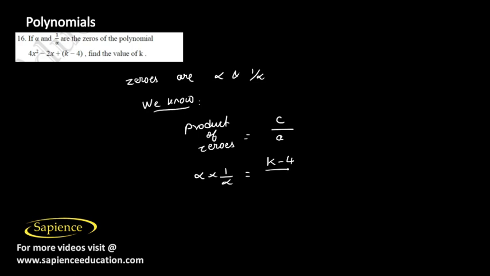minus 4, coefficient of x square is 4. Alpha will get cancelled and we will get 1 is equal to k minus 4 divided by 4. Now we'll take the 4 to the left hand side, it will become the numerator. So 4 is equal to k minus 4. Now we need to take this minus 4 to the left hand side. When minus 4 comes to left hand side, it will become plus. So plus 4 is equal to k, that means k is equal to 8. The answer to this question is 8.